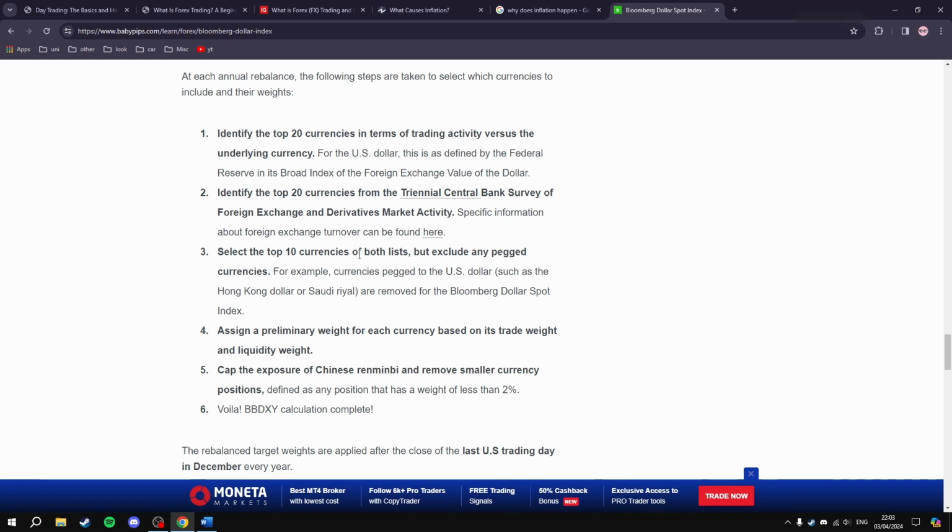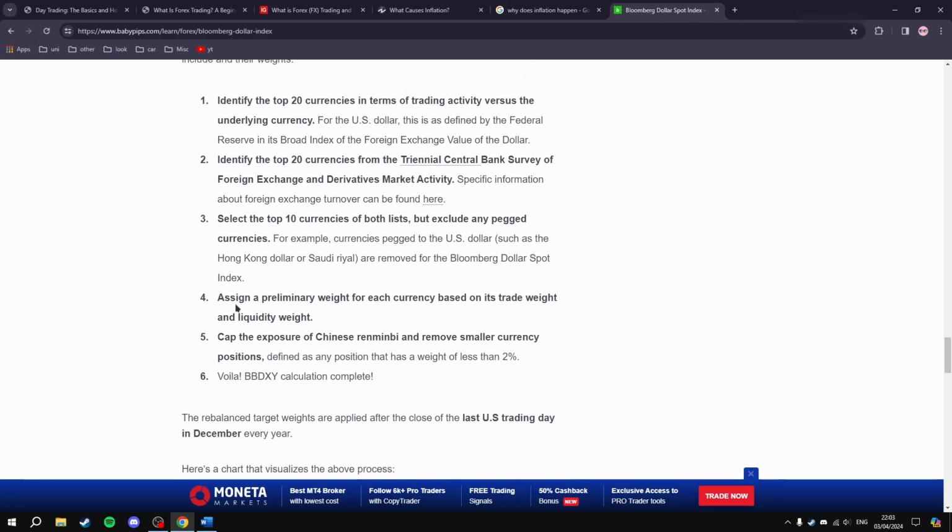Select the top 10 currencies of both lists but exclude any pegged currencies. For example, currencies pegged to the US dollar such as the Hong Kong dollar or Saudi riyal are removed for the Bloomberg dollar spot index. What does pegged to the US dollar mean? Assign a preliminary weight for each currency based on its trade weight and liquidity weight. Cap the exposure of the Chinese RMB and remove smaller currency positions, defined as any position that has a weight of less than 2%. Voila, BBDXY calculation complete.